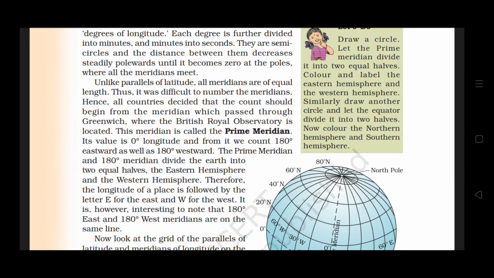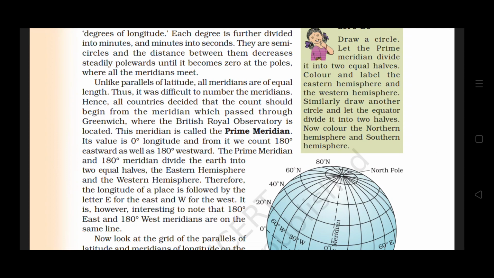But what usually happens in case of meridians is the distance between them usually decreases. Okay, that is the difference. That means as we go towards the pole, the latitude's length decreases, and in case of meridian, the distance between them decreases. That is the major difference. Thus it was difficult to number the meridians.